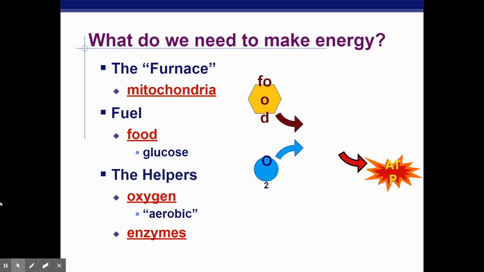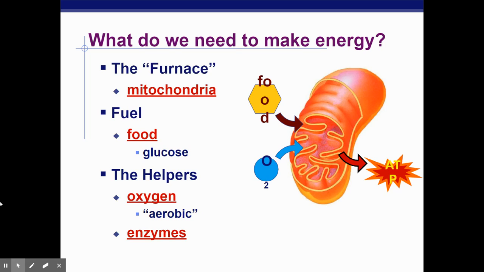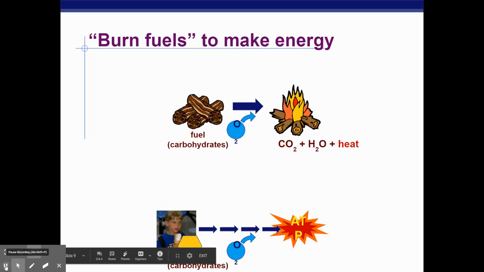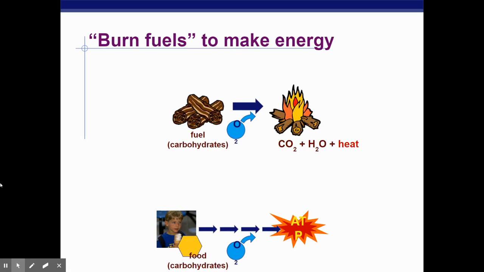For any chemical reaction that's occurring in our cells, we're going to need some enzymes to help out. So here's our mitochondria. Food and oxygen are going in. ATP is coming out. That's the whole purpose for cellular respiration, is to create energy for our cells. So cellular respiration is essentially burning fuel to make energy.